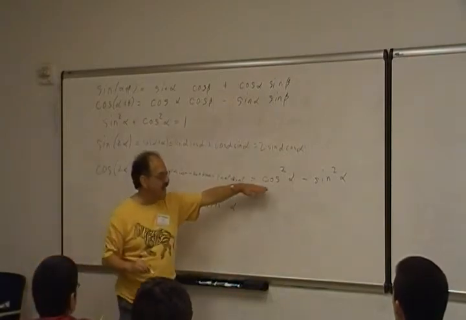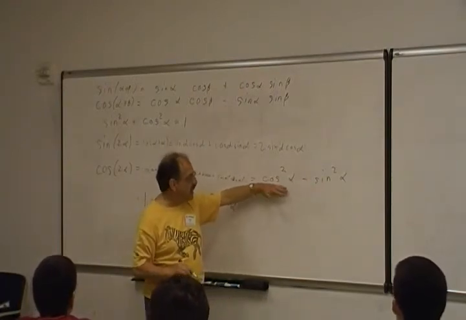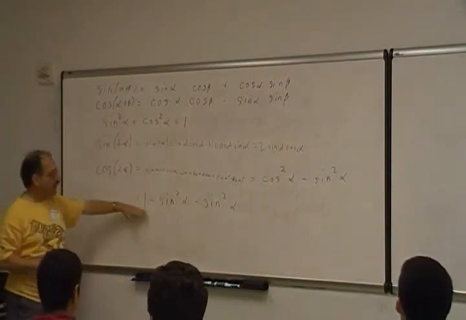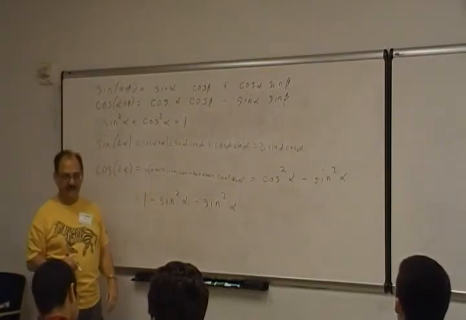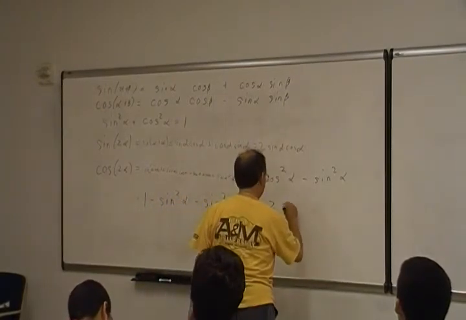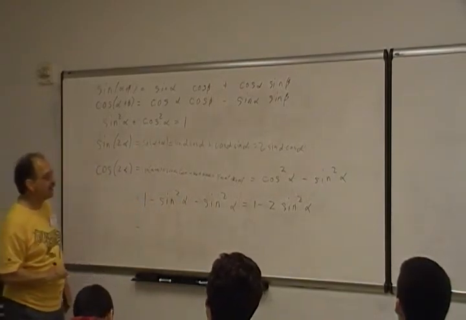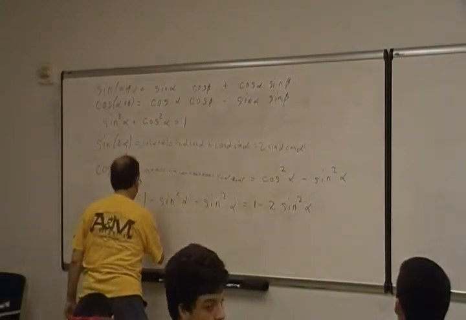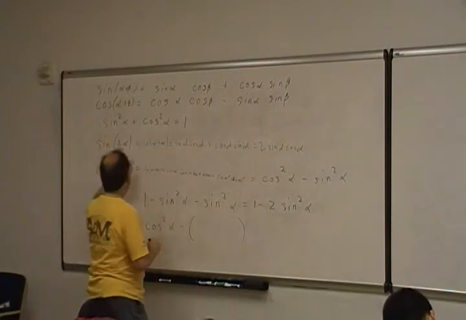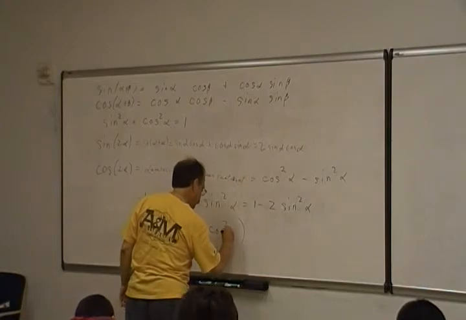I had this identity that Julian derived up here, and for cosine squared, I replaced it by 1 minus sine squared. So 1 minus, how does this simplify? 1 minus 2 sine squared alpha. Okay? There is another version of it. You write down the cosine squared alpha minus, and instead of sine squared, you use the Pythagorean identity again. 1 minus cosine squared alpha.